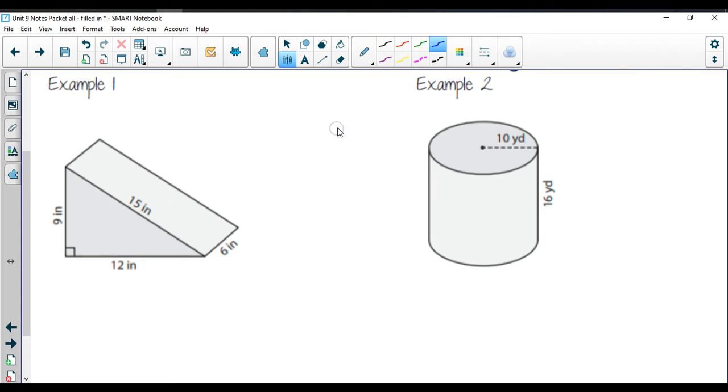So for example number 1, I'm going to ask you to get a highlighter or colored pencil or crayon or marker or something along those lines for this lesson. So if you need to pause the video and go grab that, please do that right now.